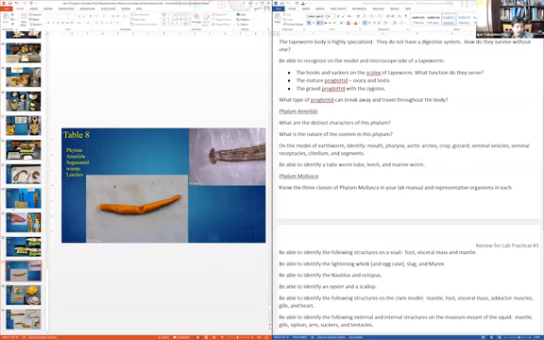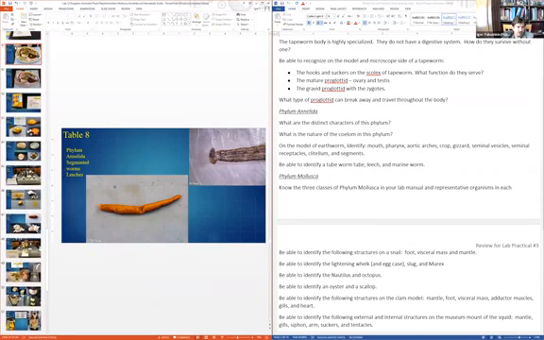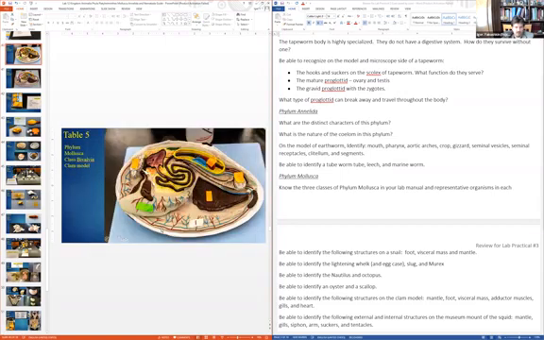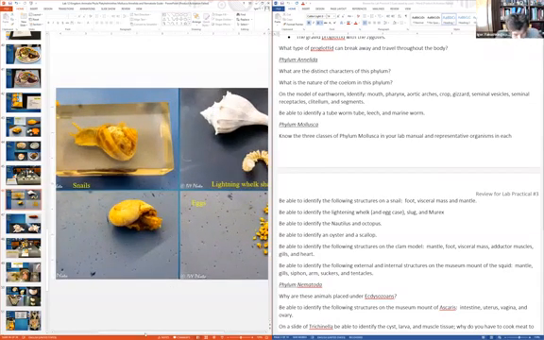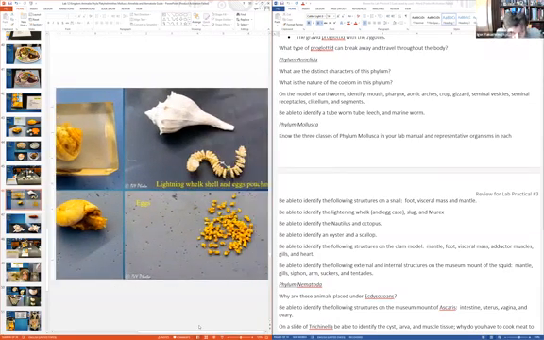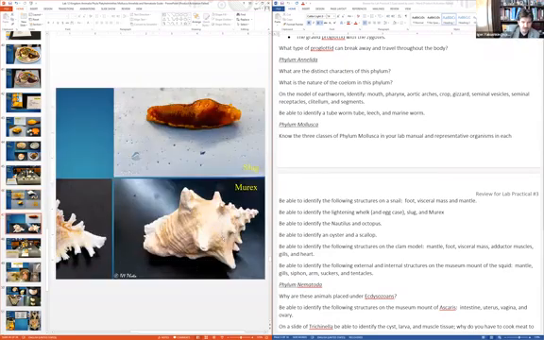All right, mollusks. Mollusks will go over the bivalves. On the snail, we don't have a preserved open specimen or model of the snail, so you don't have to worry about visceral mass and mantle. Be able to recognize the head, the foot, and the shell. Be able to identify the lightning whelk, the official state shell of Texas, this guy. And then we're talking about the slug and the murex, relatively easy.